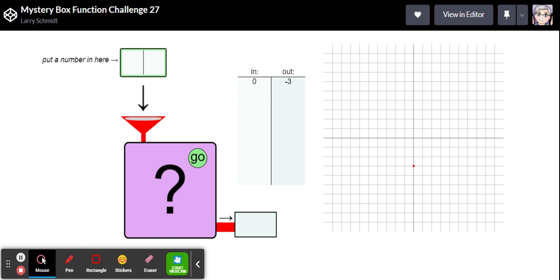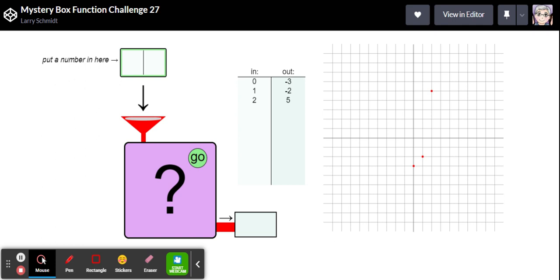0 gives us -3, so maybe we're subtracting 3. Let's put in a 1. And 1 gives us -2, so that looks like we're subtracting 3. 1 minus 3 would be -2. Let's try a 2. Oh, whoops, that is not subtracting 3. Suddenly, we're up at 5.